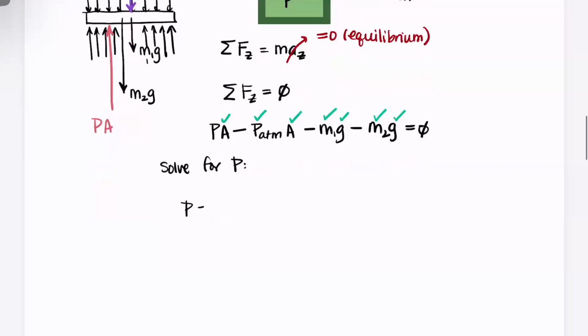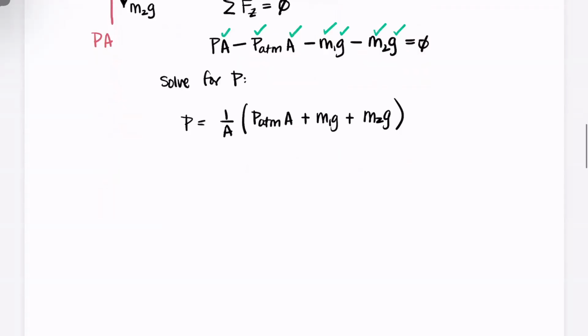All right, and so when I do that, I get 1 over A times P atmosphere times A plus M1G plus M2G. Okay, now I'm going to plug in the values that I was given. So I have 1 over area, which is 1 over 0.1 meters squared. I have 101 kPa, which I'm going to convert into units that will work for the rest of this equation.